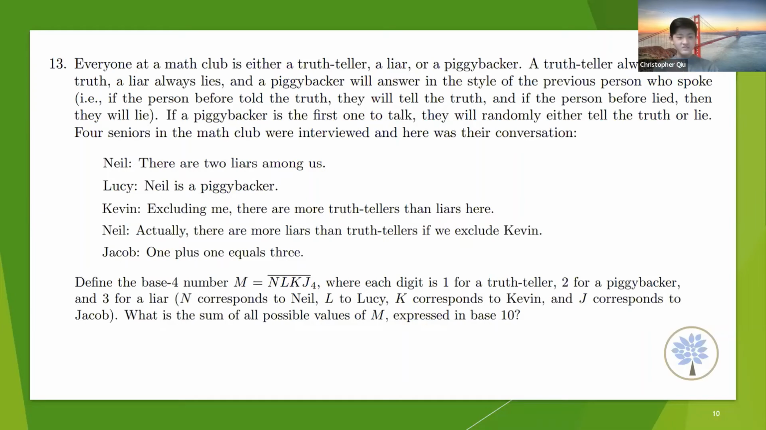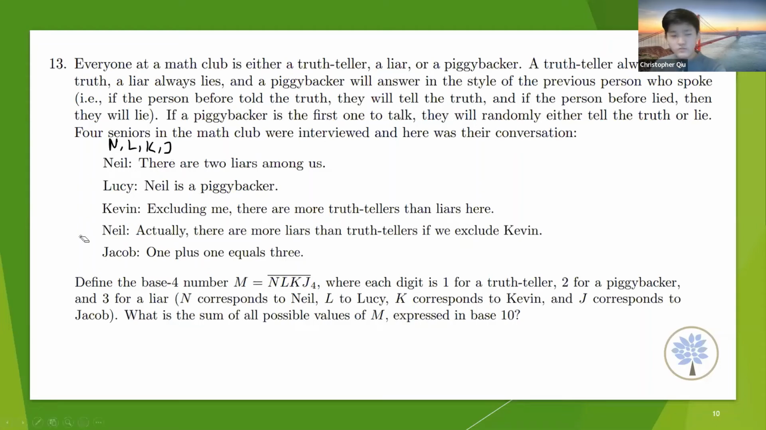All right. So we were told that 4 seniors in the math club are interviewed, and here was their conversation. We have 4 people: Neil, who appears twice in this conversation, and also Lucy, Kevin, and Jacob. So there are 4 people. We'll just call them N, L, K, and J.